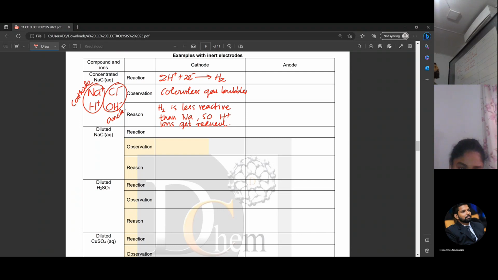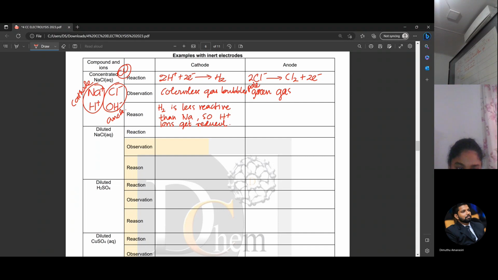In the product, chloride ion or hydroxide ion, in concentrated NaCl, it's chloride ion. You get Cl2 and 2 electrons. Here the reason is different. Pale green gas bubbles. Sometimes it's not very clear that it is pale green.